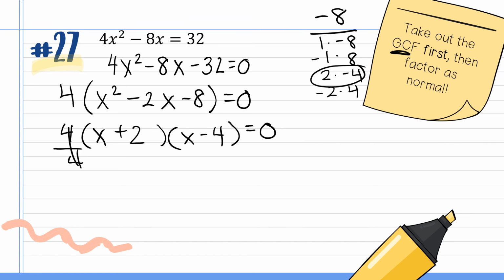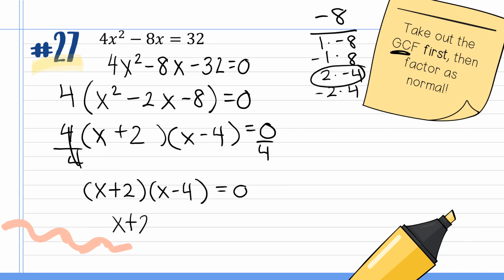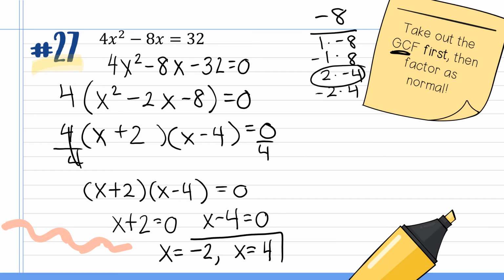Dividing by 4 on both sides, we're left with the equation x plus 2 times x minus 4 equals 0, since 0 divided by anything is still just 0. Zero product property says we can go ahead and set x plus 2 equal to 0 and x minus 4 equal to 0. And our final answers here are going to be x equals -2 and x equals +4.